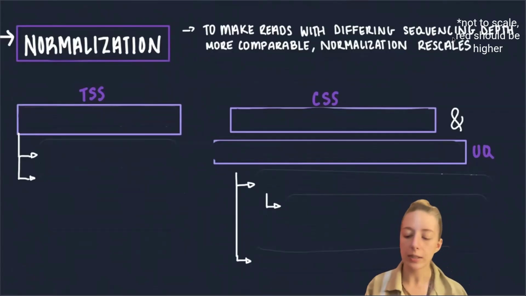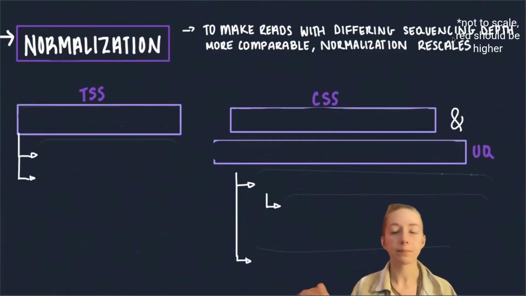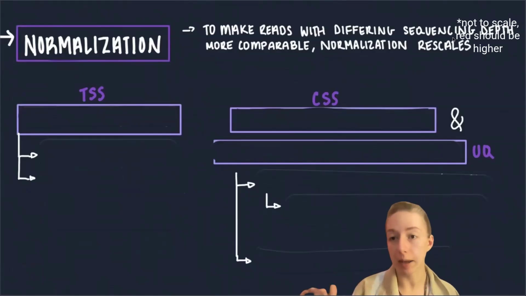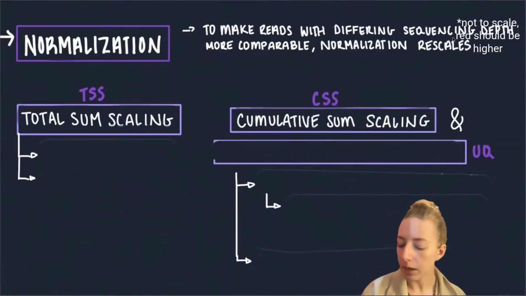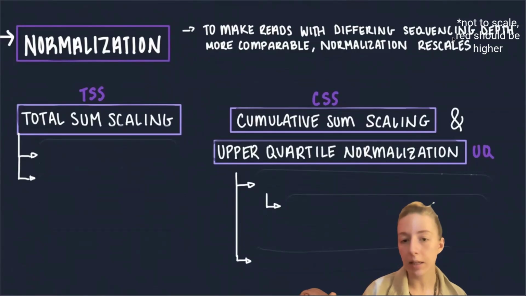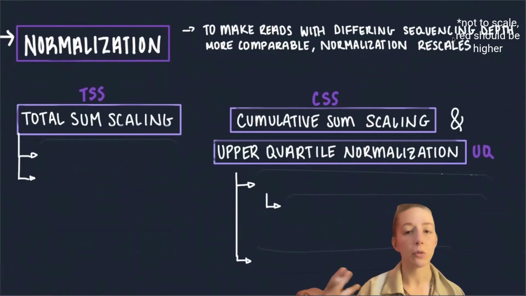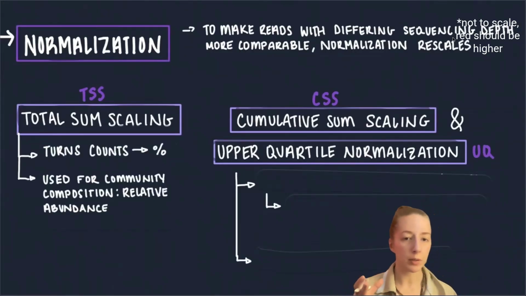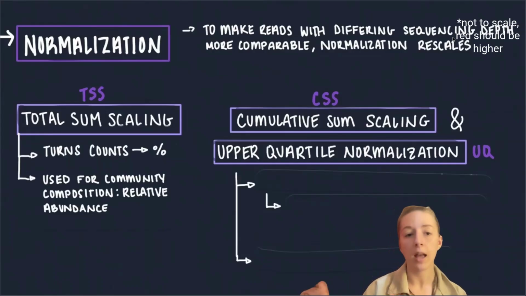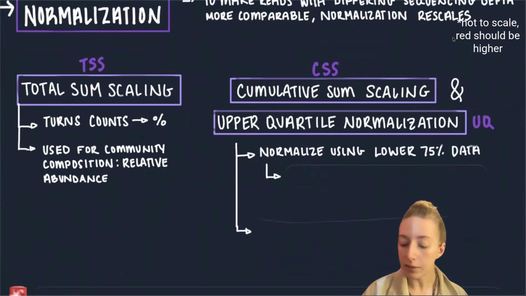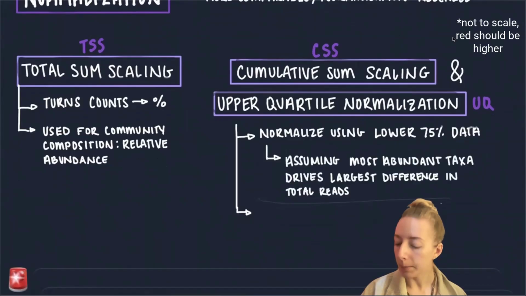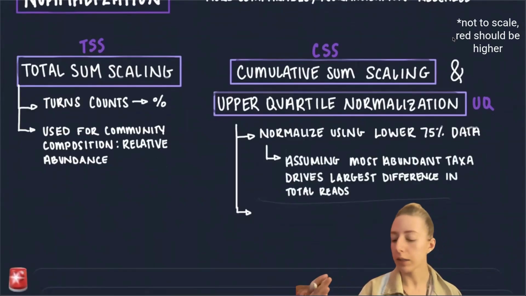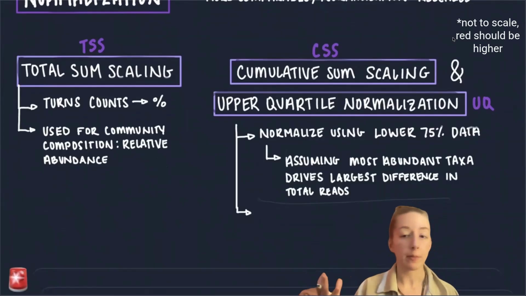So normalizations allow us to make reads with differing sequence depth more comparable, and normalization can also rescale as well. Here are some of the techniques: total sum scaling, cumulative sum scaling, and upper quartile normalization. Total sum scaling, briefly, turns those counts into percentages, and this will be helpful for that relative abundance calculation. The cumulative sum scaling and upper quartile normalizations will normalize using the lower 75% of data.